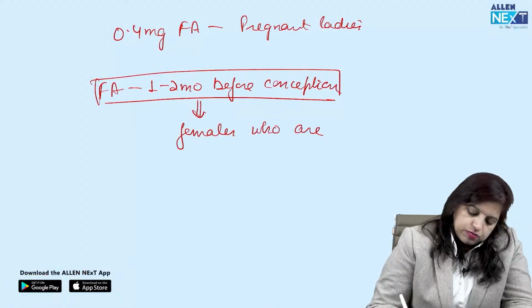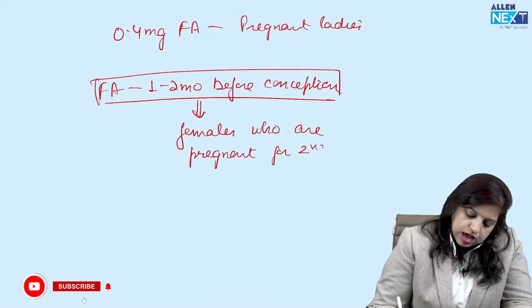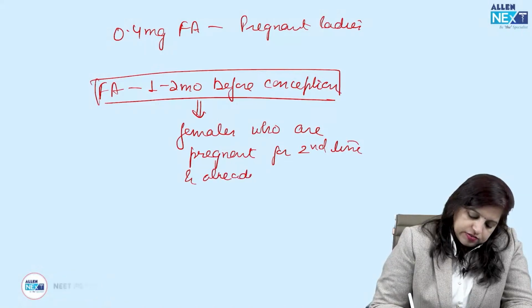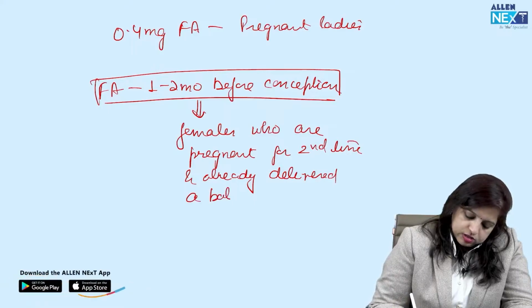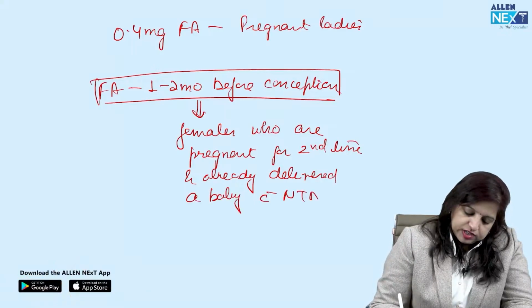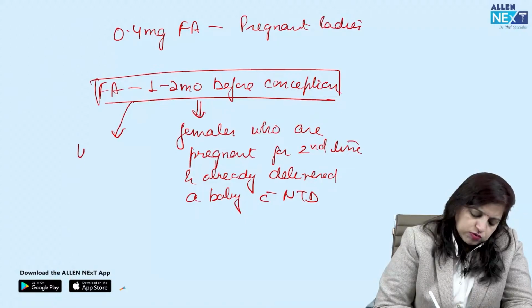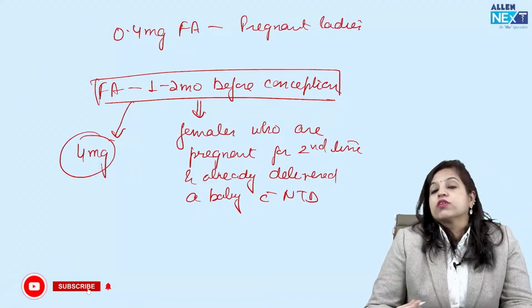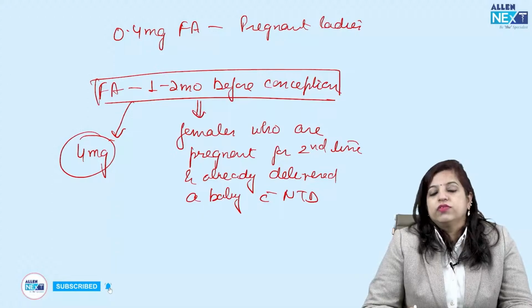Remember that, right? So, that has to be started only in those females who are pregnant for second time and already delivered a baby with neural tube defect. And the dose is also different. The dose is 4 times the dose, 4 mg or 5 mg folic acid has to be given 1 to 2 months before conception, right?